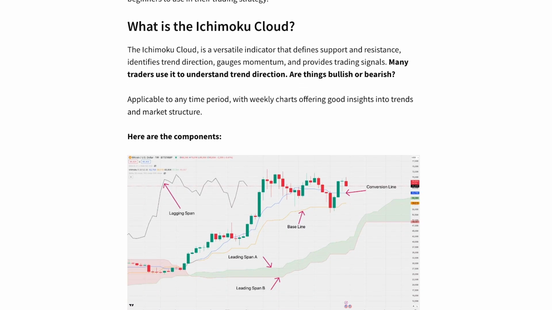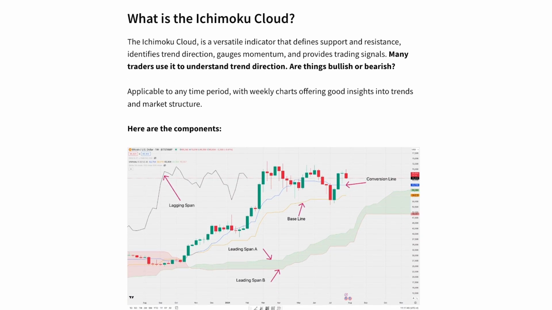So what is this Ichimoku Cloud? Well, it's a technical indicator, and it's very versatile because it defines a few things. You can see some support and resistance levels. You can identify trend direction, and then it sort of gauges momentum as well. So many traders use it to understand trend direction. So, are things bullish or are things bearish?